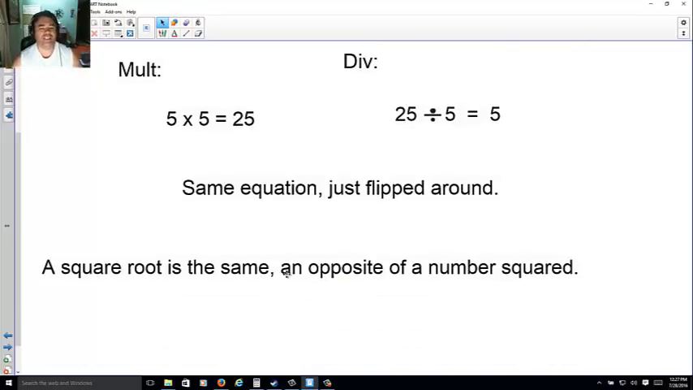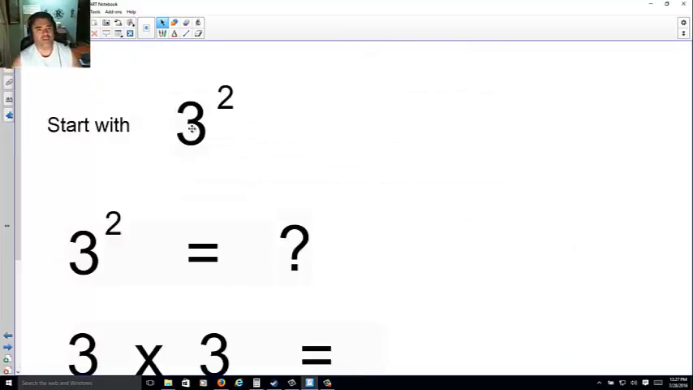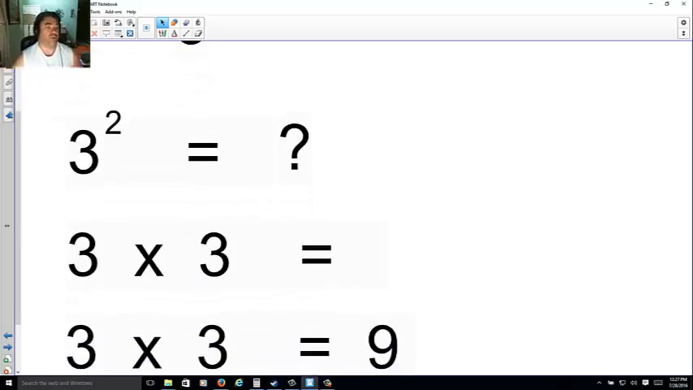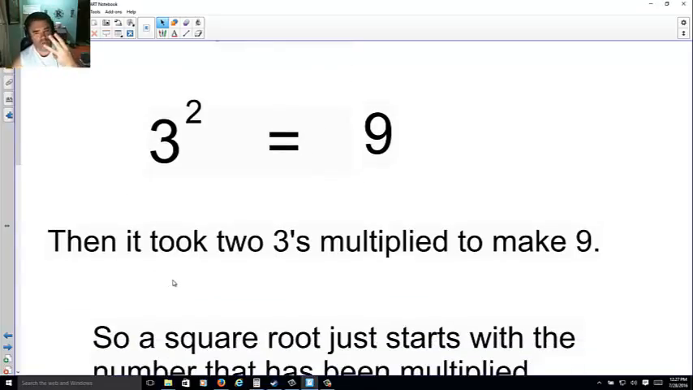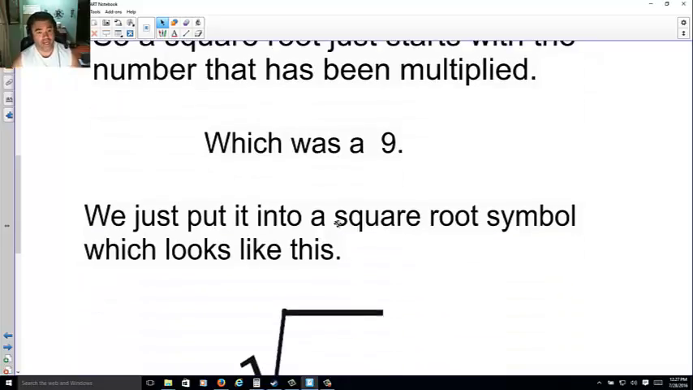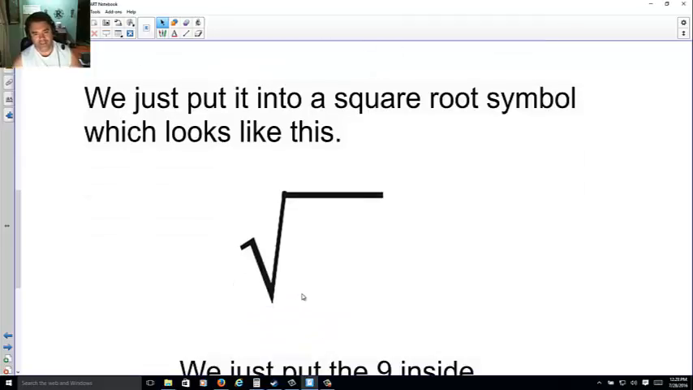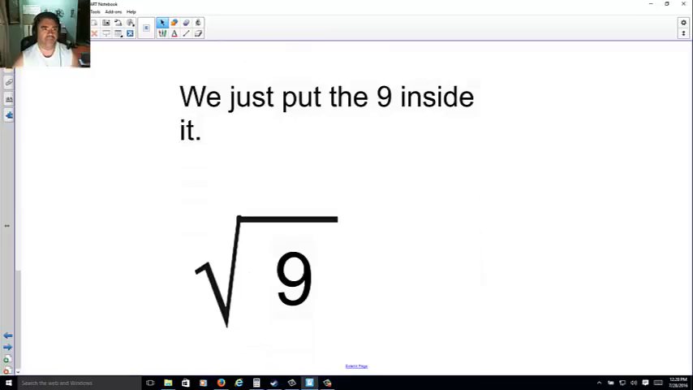So a square root is the same, it's just the opposite of a number squared. For instance, start with 3 squared. What's 3 squared? Well, 3 squared is 3 times 3, and of course 3 times 3 is 9. In that same way, if 3 squared equals 9, then it took two 3s multiplied to make 9. So a square root just starts with the number that had been multiplied, which was 9. We'll put it in this square root sign, and it's going to look like this. We just put a 9 on the inside. So, square root of 9.